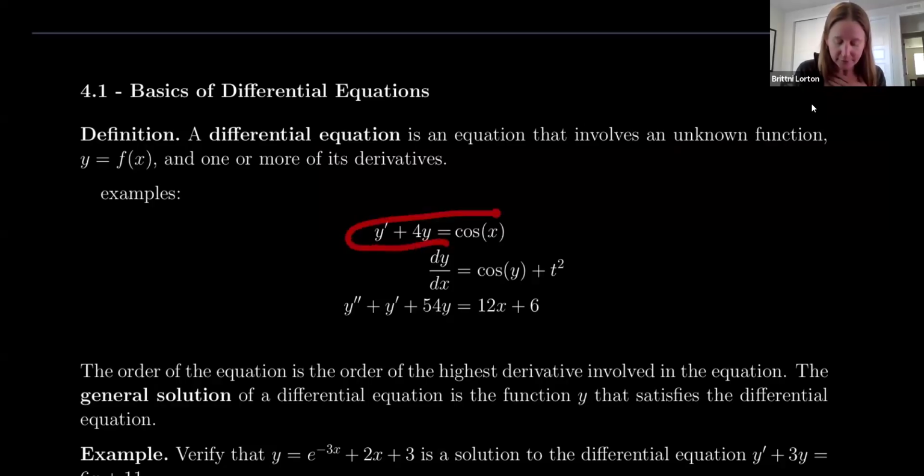So here is an example. This is an equation that involves an unknown function y. Y does not equal cosine of x in that case. Y is something else. I don't know what it is, but I do know that y prime, so the derivative of whatever y is, maybe it's sine, I have no idea, plus 4 times y is equal to cosine. Okay, that's a differential equation.